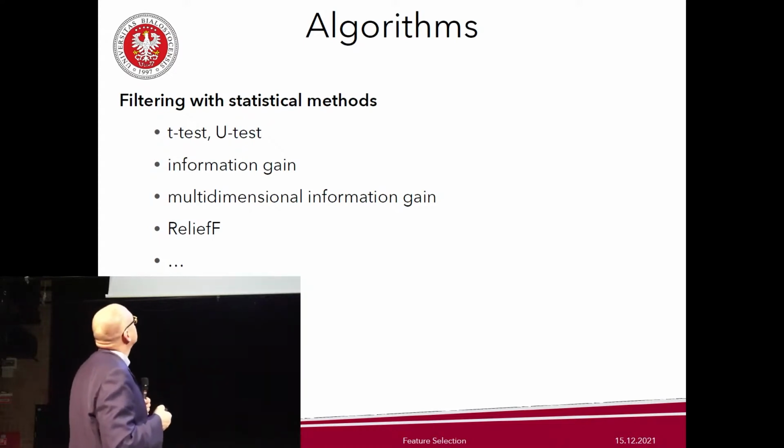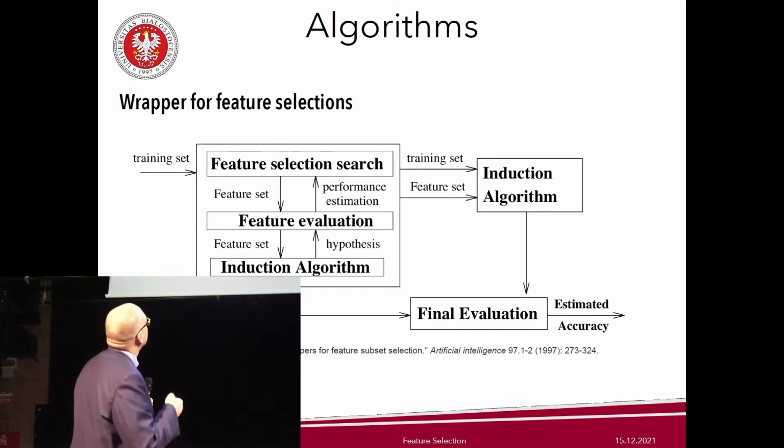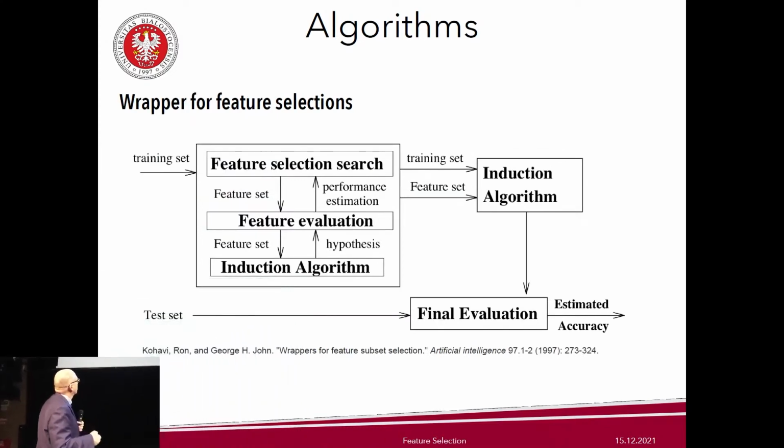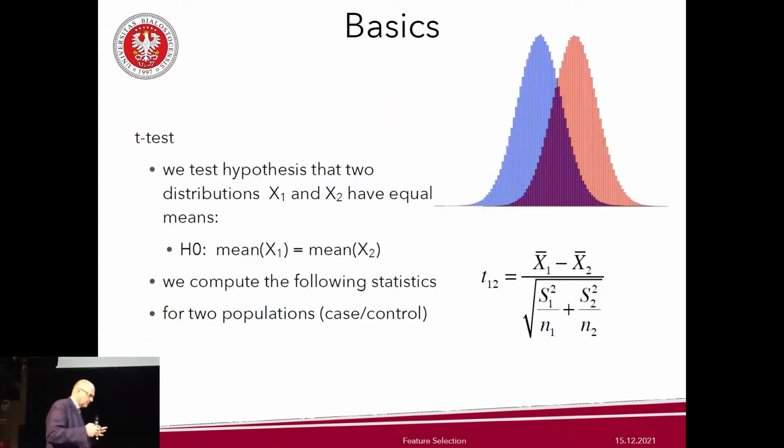Okay, so wrappers basically have the training set. This is a figure from a classic paper about wrappers for feature selection. So how does it work? You basically run your classification, you find which variables are useful for this classification, and then you may rank their usefulness. That's how the feature selection works.